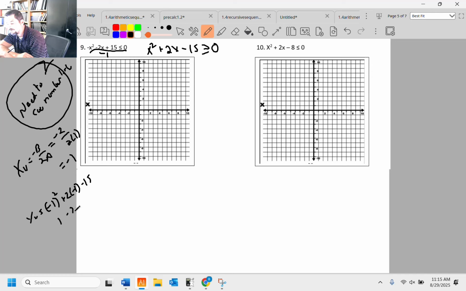That's 1 minus 2 minus 15. That's going to be -16. So I got to go to the left one, and I got to fall 16 units, which is probably about right there. And then I need to find my x-intercepts.